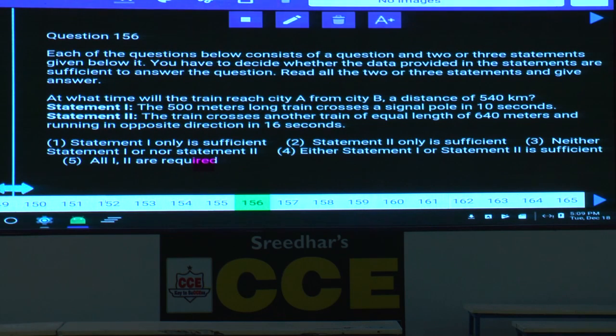If a train crosses a pole, the distance traveled in that case becomes the length of the train, which is given, and you are also given time. So if you know distance and time, can you calculate speed? Will you get the answer using one alone?